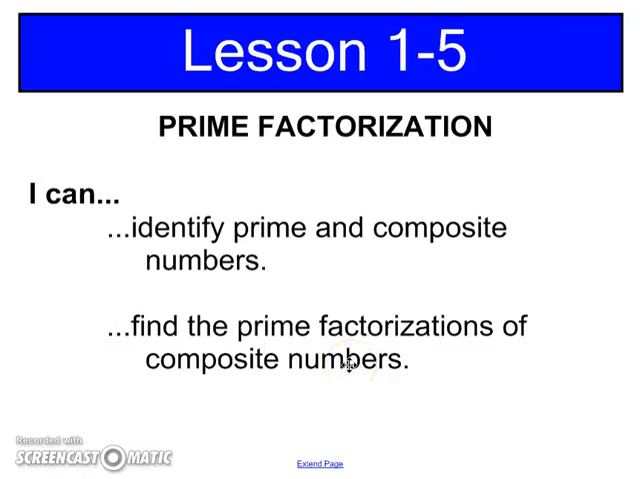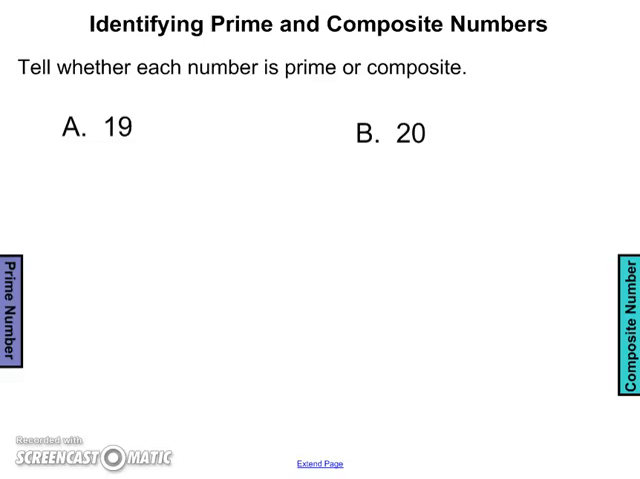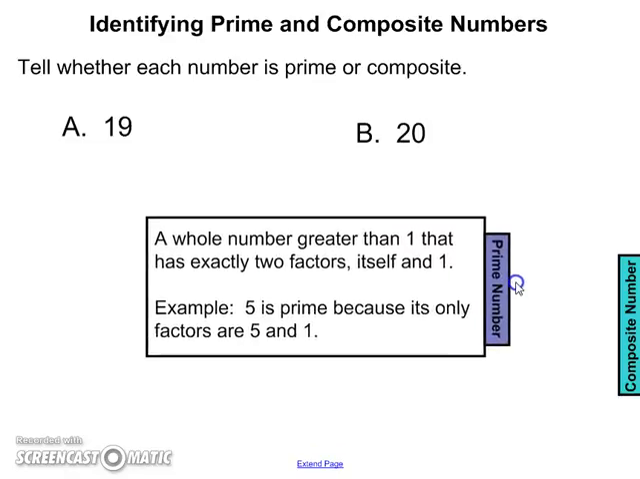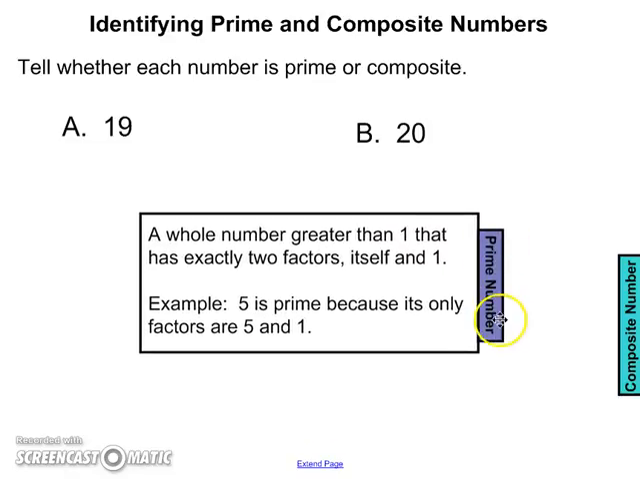Basically a prime factorization is when we break numbers down into its prime numbers. So first of all, a couple of terms you need to know. First of all, a prime number. You'll want to get these down over to the side of your notes so that you can refer back to them. A prime number is a whole number greater than 1. So it can't be 1 itself. That has exactly two factors, itself and 1.